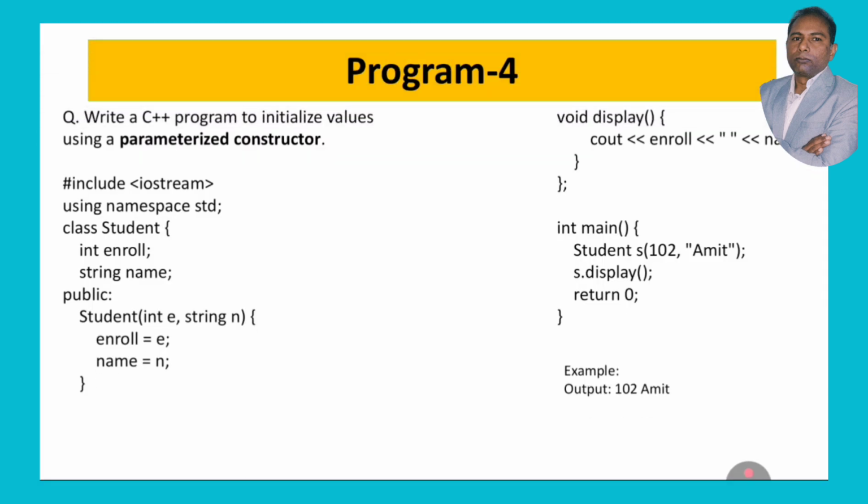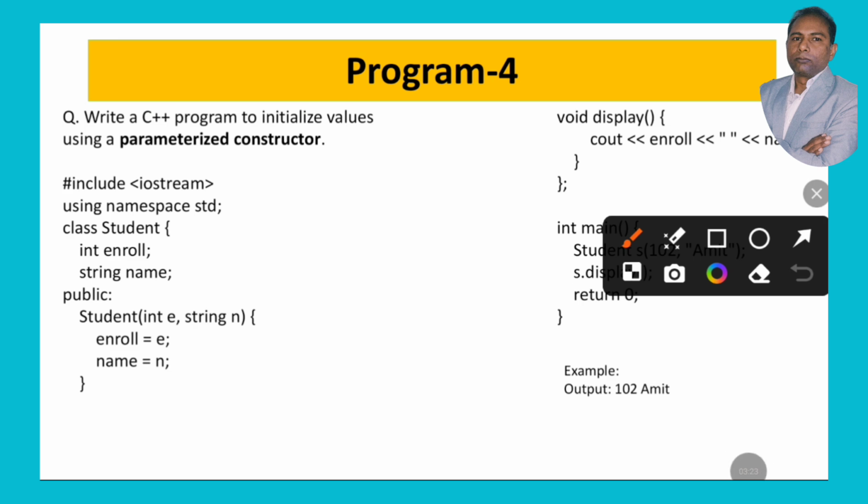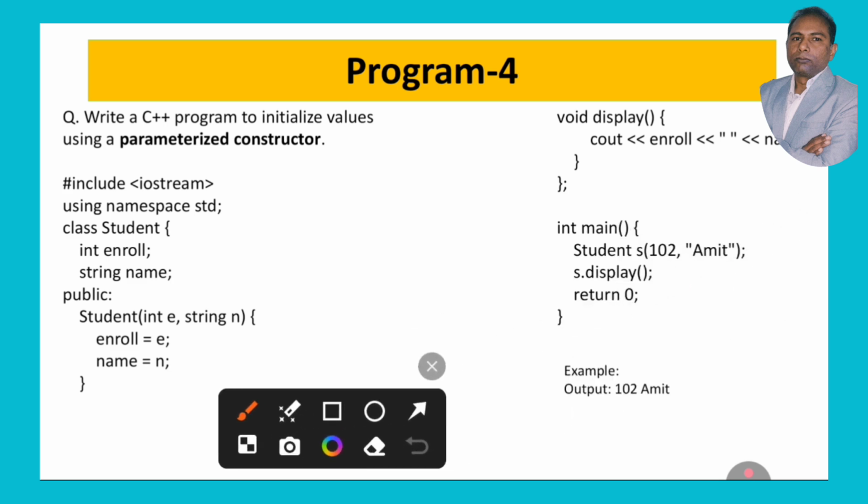Now, if we talk about question number 4, it is: write a C++ program to initialize values using a parameterized constructor. So here we have to use the parameterized constructor to initialize the values of the variables. Initially we use the header file iostream, then the namespace std, then we make the class. The name of the class here is student, and it has two things, enrollment number and name of the student. For the name we take a string, and for the enrollment number we take an integer.